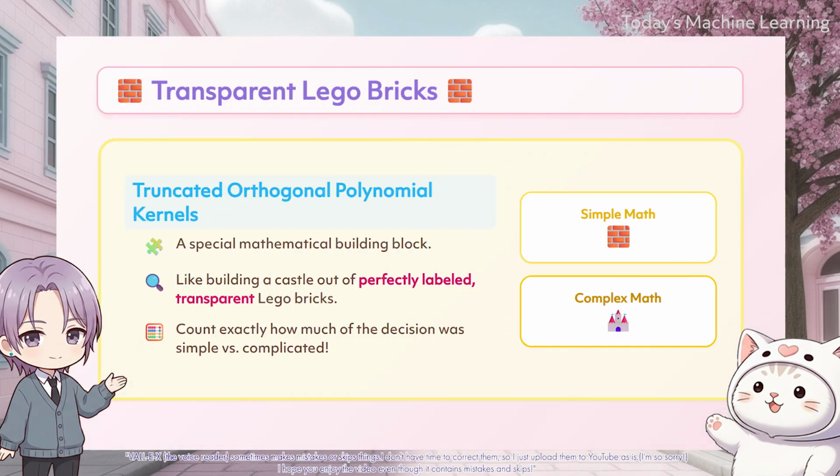Our brilliant authors today, Nuria and Edmundo, say we do not need to play guessing games anymore. Instead of adding new, complicated steps, they use a special mathematical building block called truncated orthogonal polynomial kernels. And you build your SVM out of these special blocks. It is like building a castle out of perfectly labeled, transparent Lego bricks. Because the math is finite and perfectly organized, we can look at the finished classifier and exactly count up how much of its decision was based on simple things and how much was based on super complicated things.